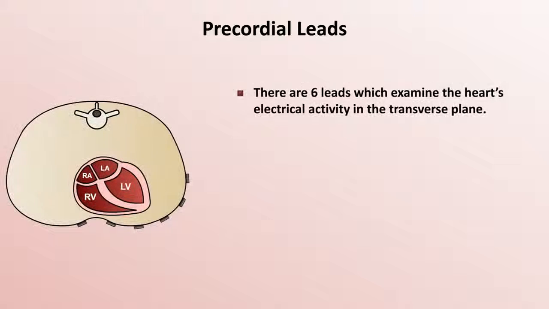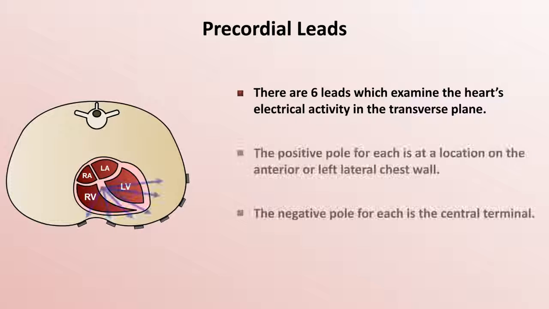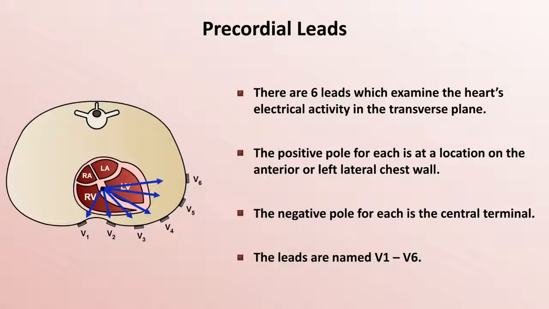There are 6 precordial leads which examine the heart's electrical activity in the transverse plane, sometimes known as the axial plane. The positive pole for each precordial lead is at a location on the anterior or left lateral chest wall, while the negative pole for each is the central terminal. The leads are named V1 through V6 as moving right to left.